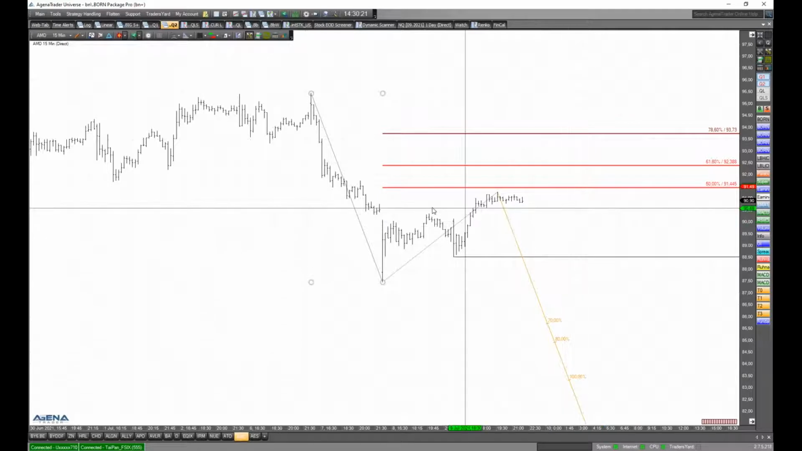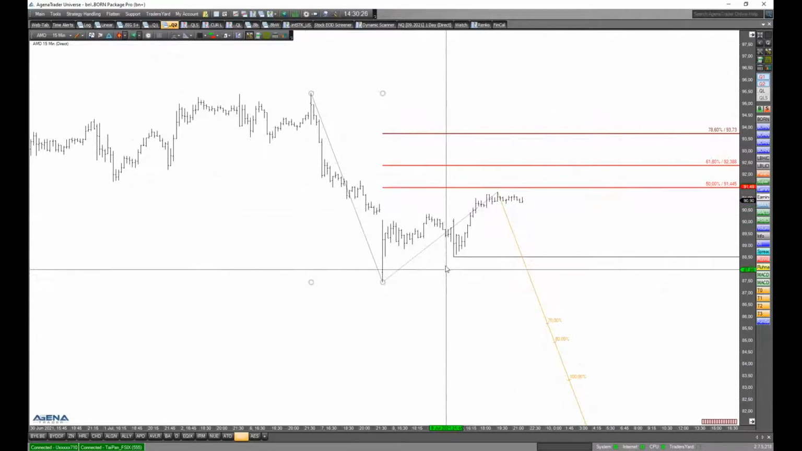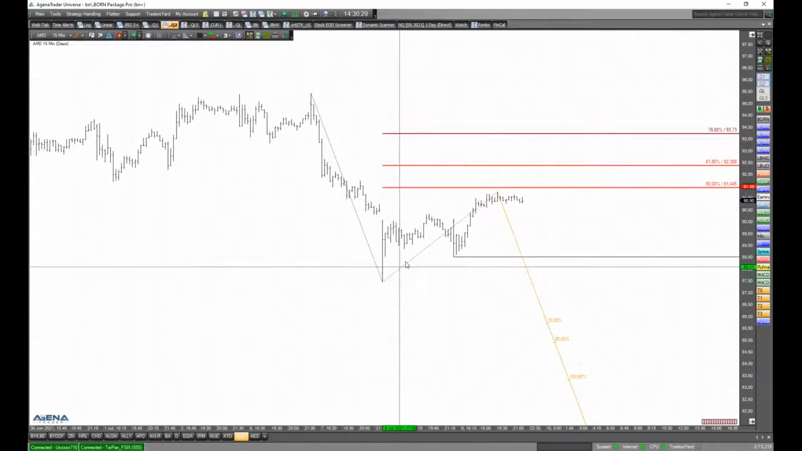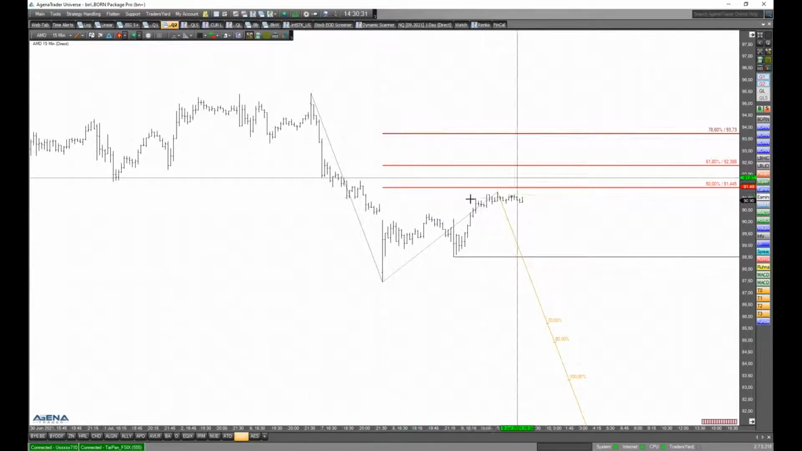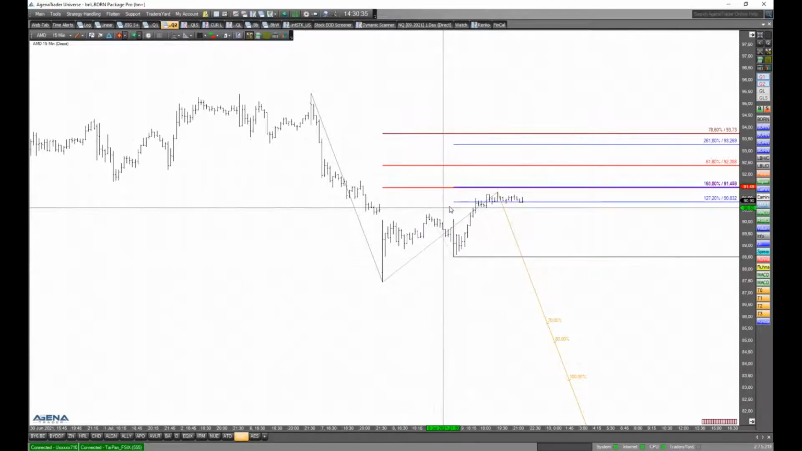So what else can we use to measure where the market can have a turn? We can use something like an extension. The extension is always measuring the counter move. So within this up move, the biggest counter move is this from here to there. And you can see, okay, this level is done already.